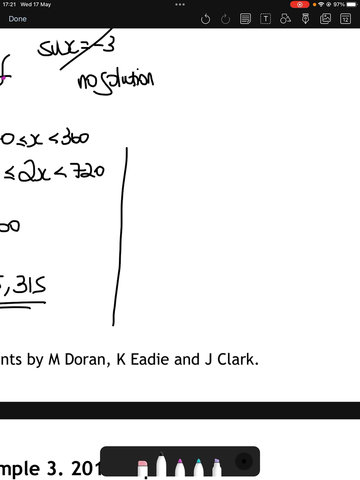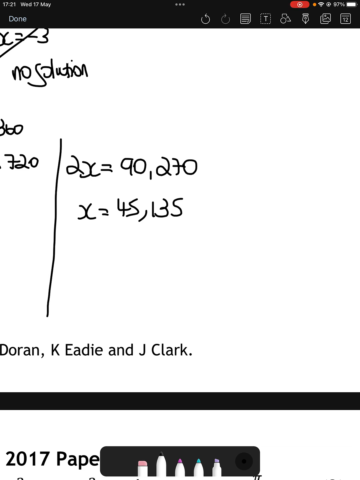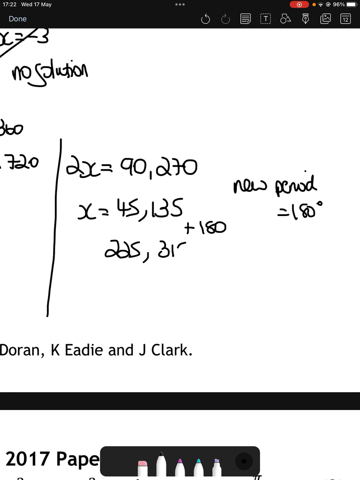Okay, the other way to think about it is I'm going to take my answers of 90 and 270. Technically again they are 2x. I'm going to half them. Now to get more, because again we're doubling the amount of angles, we've changed the period. So the new period is 180 degrees. So we're going to say, well, it must repeat after 180. So we're adding that on. So that's where we get our 225 from, and that's where we get our 315 from. So obviously we get the same answers.